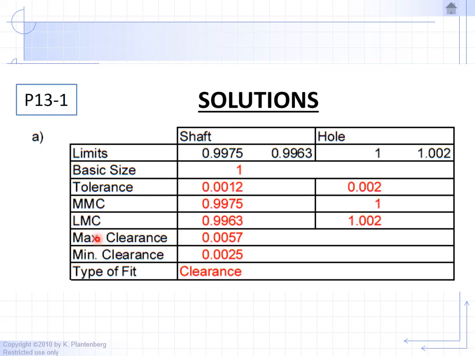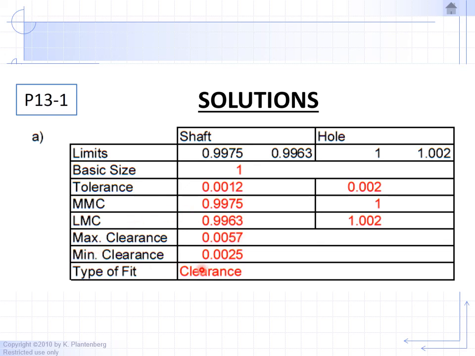All right, and maximum clearance. From the previous slides, we learned that maximum clearance is when you have the largest hole minus the smallest shaft. So for maximum clearance, we go to the largest hole, 1.002, and you subtract the smallest shaft allowed, 0.9963, and that will give us a maximum clearance of positive 0.0057.